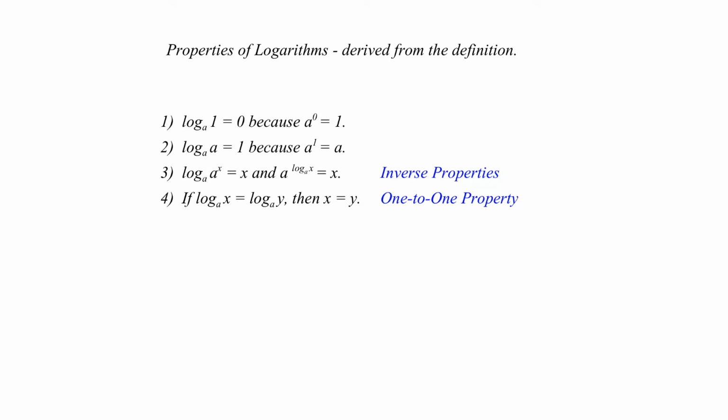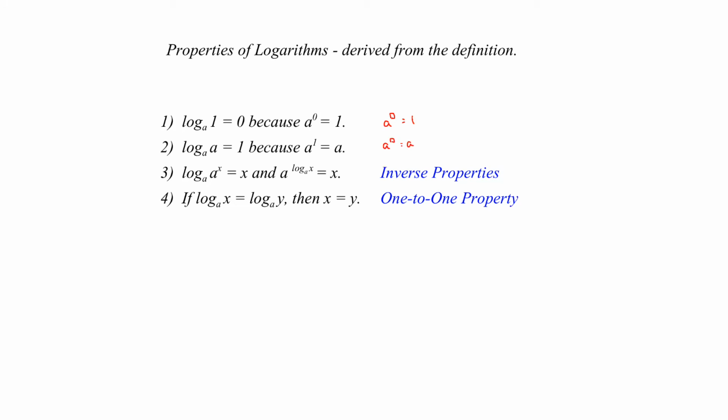Number one, we're going to talk a little bit about if you have log base a of 1, what would that equal? Well, a raised to what power is going to give you 1? Well, the only way you can get 1 back from any value of a is if it's a to the 0 power. So that's why those two statements are true, is that a to the 0 is 1. Same thing for the second one. If you rewrite, it's a raised to what power is going to give you a back?